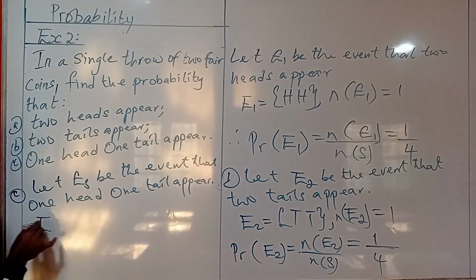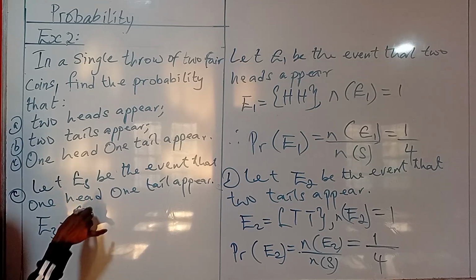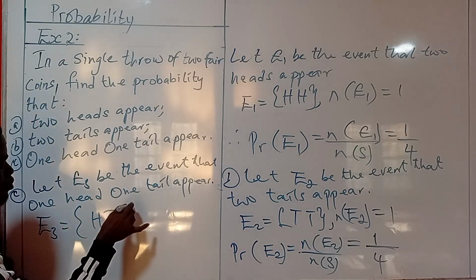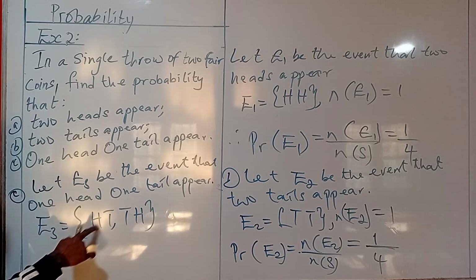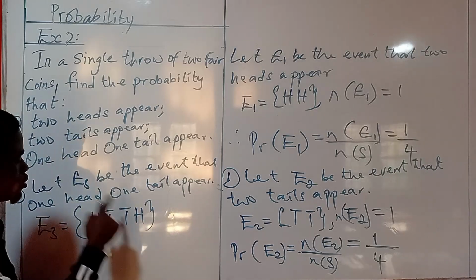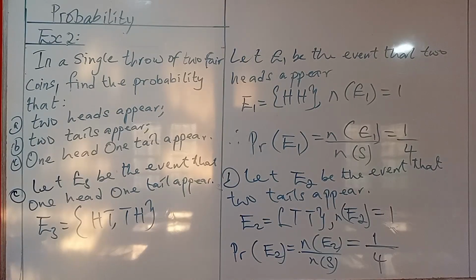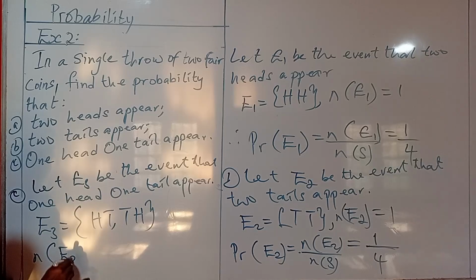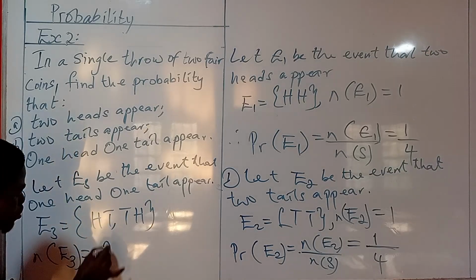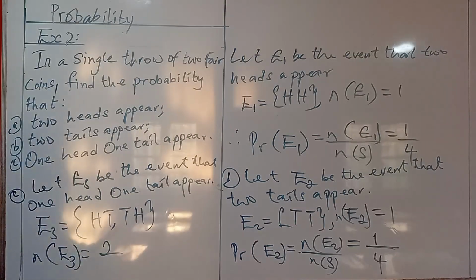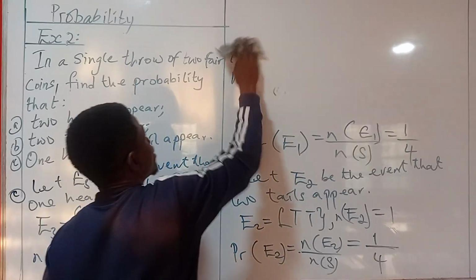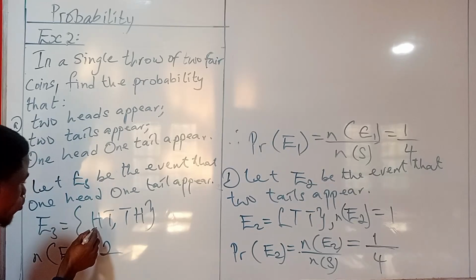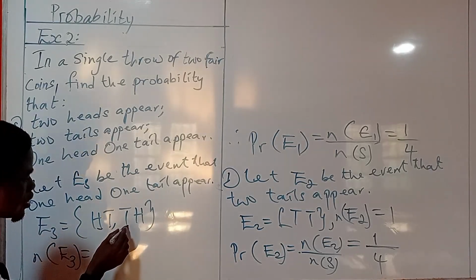So in that case, we have E3 to be one head, then one tail. This is one head, one tail, and one tail, one head. So in that case, we are going to have N of E3 equals 2. Now, what is the probability of one head, one tail? You can see one head, one tail, one tail, one head.